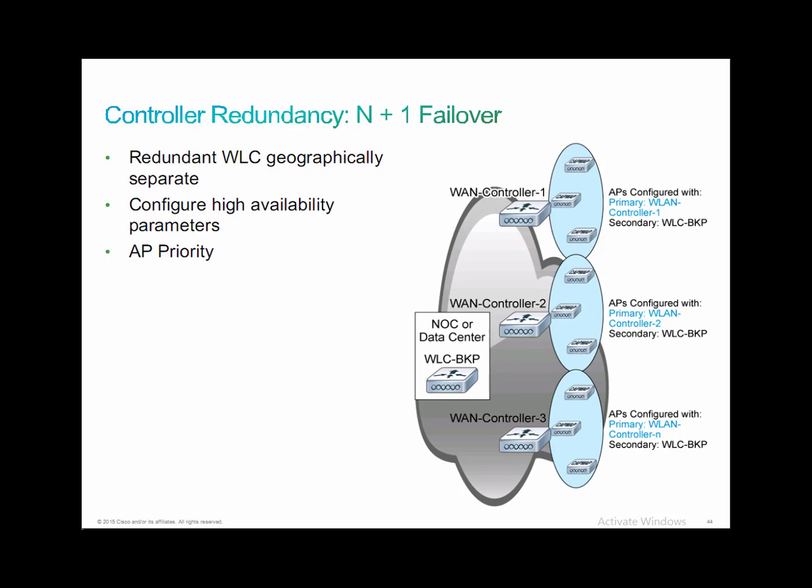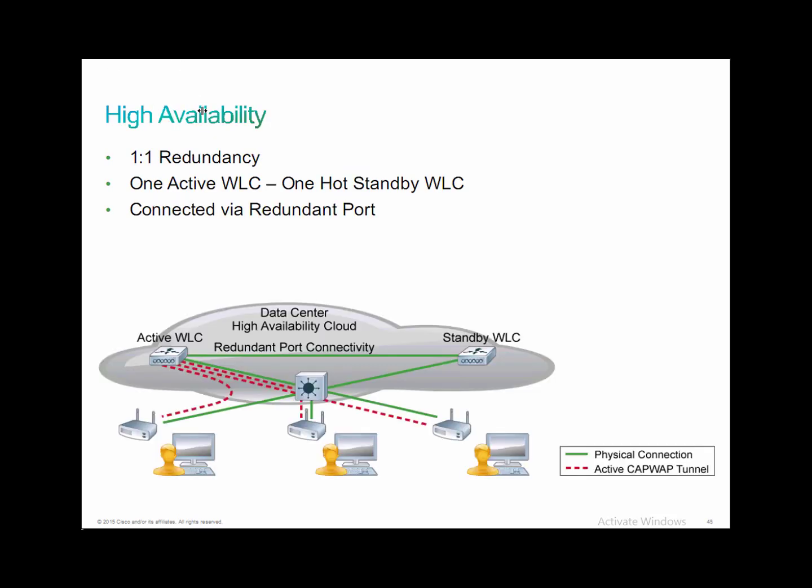Most customers, and this is typically what we see in most of our clients' networks, high availability is provided with one-to-one redundancy. Basically, you have an active and you have a standby. Stateful switchover of access points is supported in this particular scenario. One controller is configured as the primary, the other is configured as the secondary.